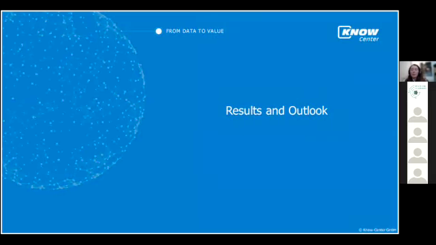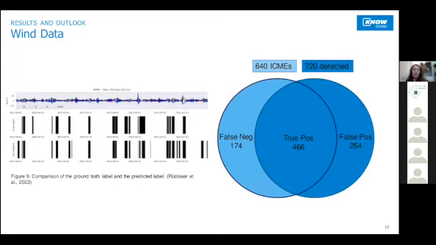Okay, now that we know how convolutional neural networks are applied to our problem, I'm going to take you through the results that we achieved and provide a quick outlook on what's next to come. In general, we tried out our pipeline on wind data, stereo A data, and stereo B data. But since the time is limited today, I'm going to show you only the results for wind data.